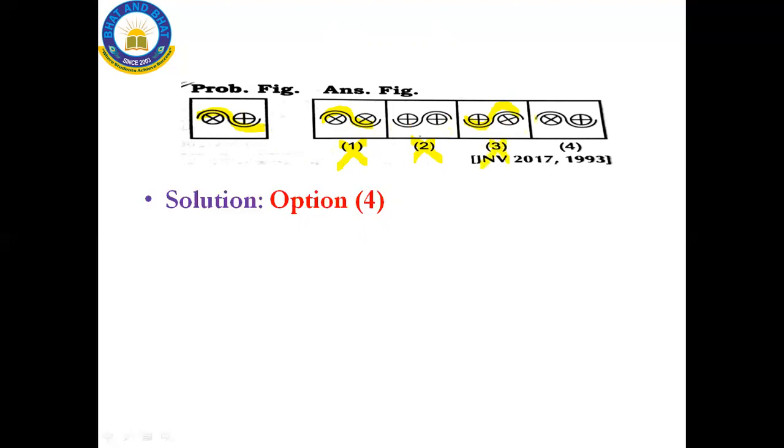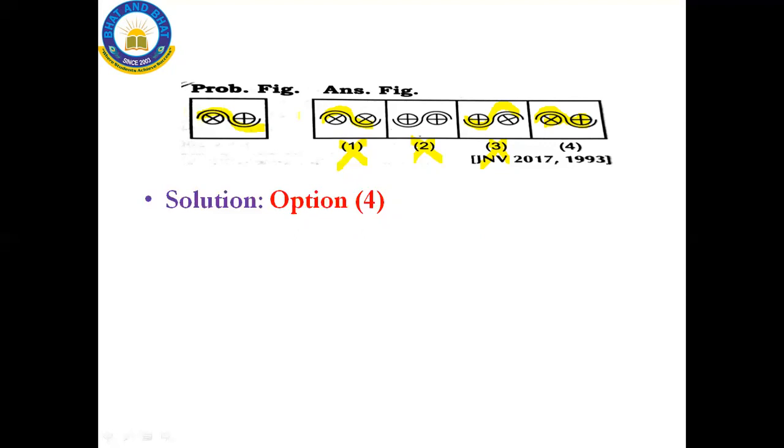Now we'll compare with the fourth one. See the curve, and then one circle is filled with the addition and the second one is filled with the multiplication. It looks the same as the question figure. So what is the answer? Option 4 is the answer. This is what I am saying. You have to find out the same problem figure among the given options.